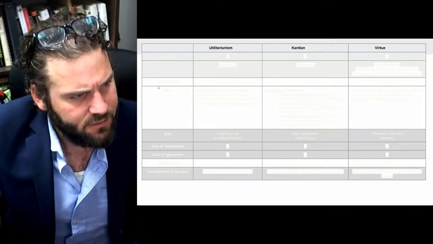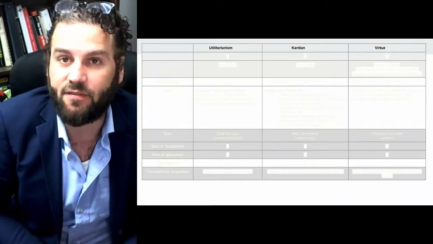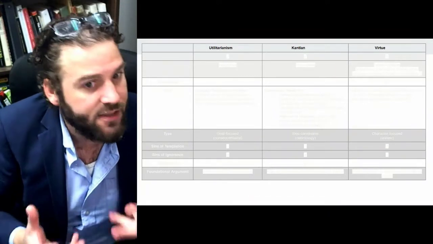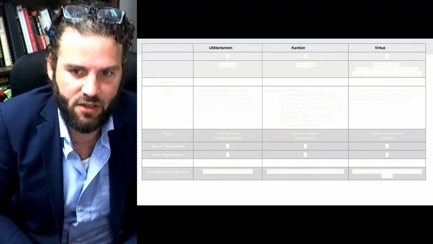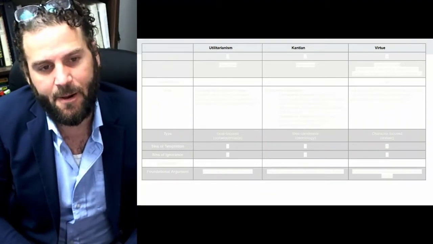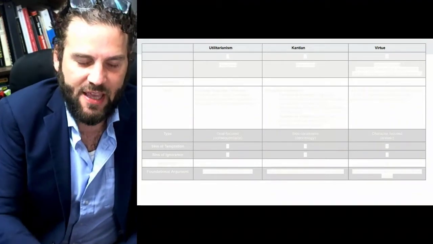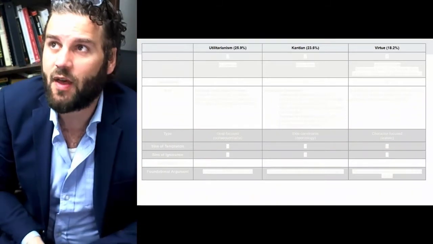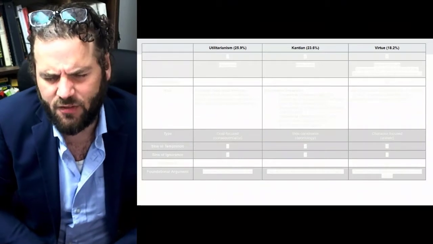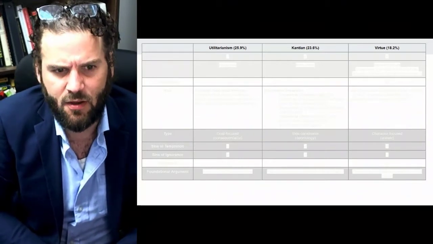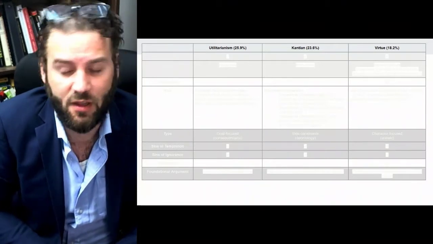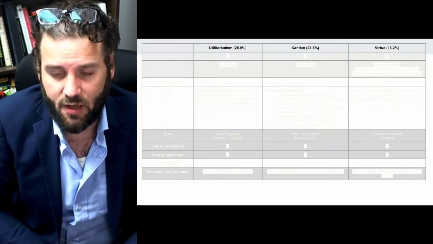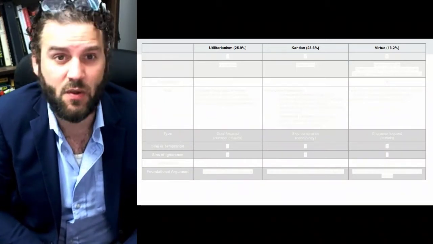Great. So on the top row, you see utilitarianism, Kantian ethics, and virtue ethics, or utilitarian consequentialism, Kantian deontology, and virtue ethics. Philosophers are pretty evenly split between the three. If you look at the 2011 PhilPapers survey of philosophers, about 25% are utilitarian, 23% are Kantian, and 18% are virtue ethicists.